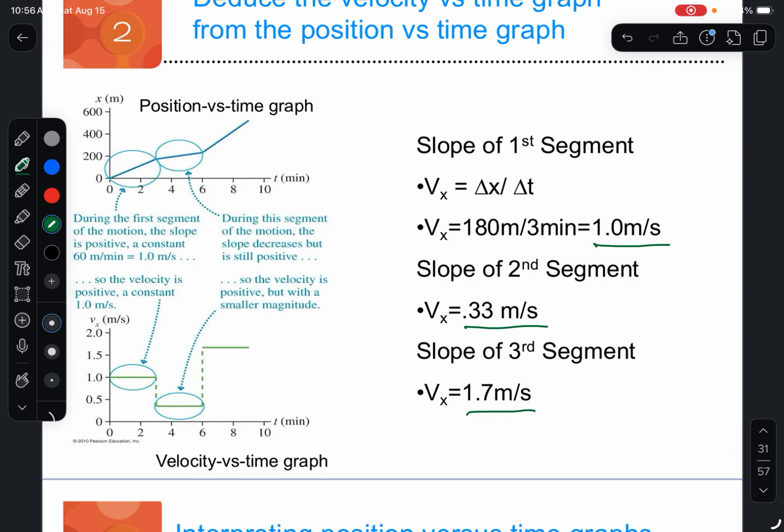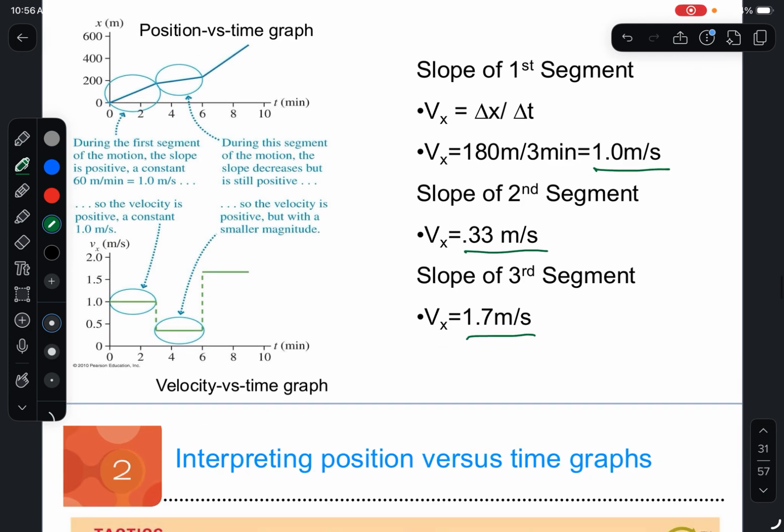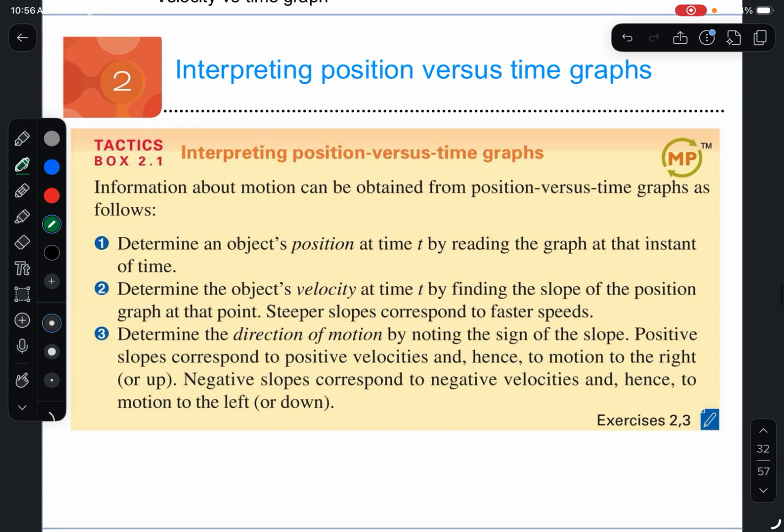Now we can take that information and graph it on a velocity versus time graph, and what you notice is straight lines in our three different segments that are horizontal. That indicates that during those three sections, your velocity was constant because that line is horizontal. It is not changing. Now I put this little table in here. It's called a tactic box, and it gives you a little more information about what can be obtained from your position versus time graph.